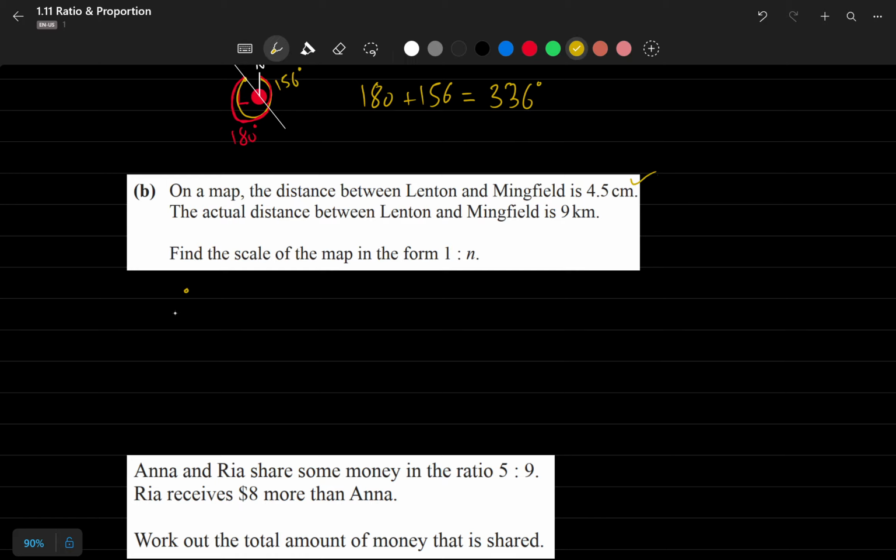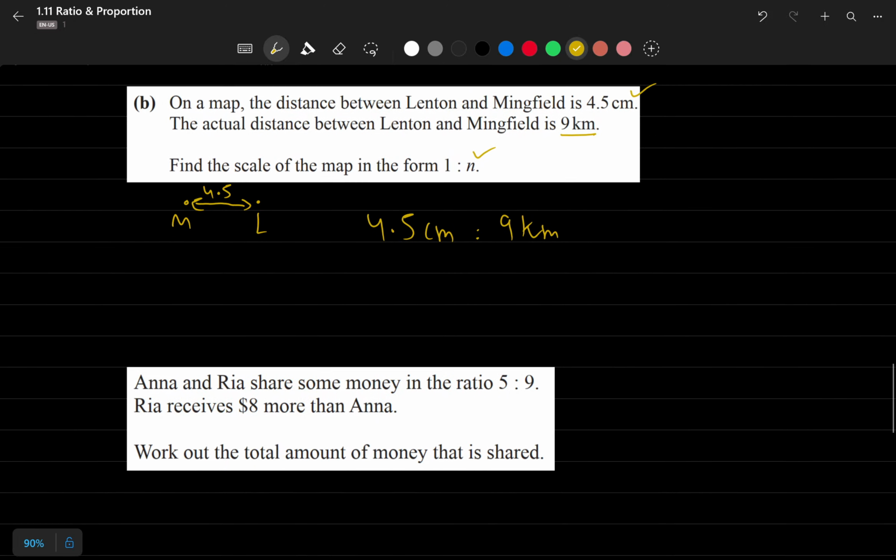Moving on. On a map, the distance between Lenton and Mingfield is 4.5 centimeters. Let's just say this is M and this is L, and the distance between them is equal to 4.5 centimeters. The actual distance between them is equal to 9 kilometers. Find the scale of the map in the form 1 ratio n.